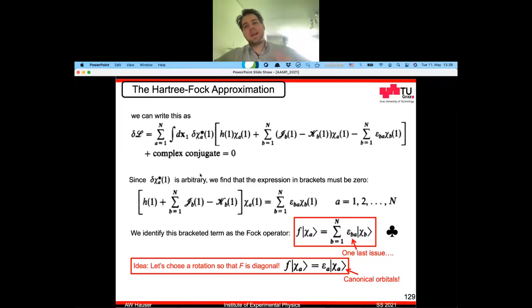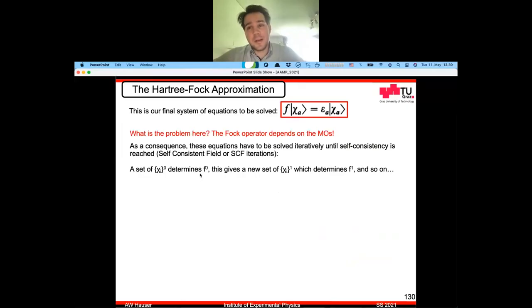You start with a set of orbitals as an initial guess, and then you have to repeatedly solve this eigenvalue equation, this set of equations, so you get a new set of eigenfunctions. With this new set of eigenfunctions, you calculate new Fock operators, and then you solve this set of equations again. And you continue this in the hope that at some point your set of orbitals does no longer change. And when this is reached, you have reached self-consistency. This is why this procedure is called self-consistent field iteration.